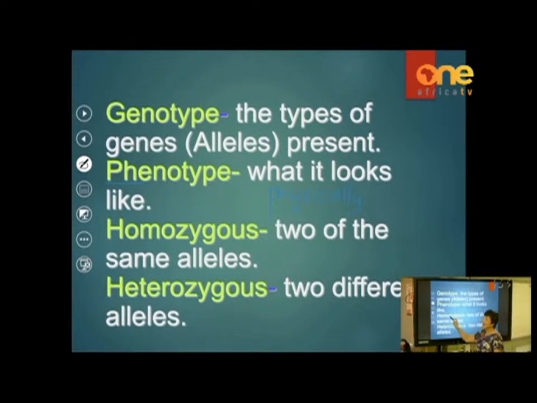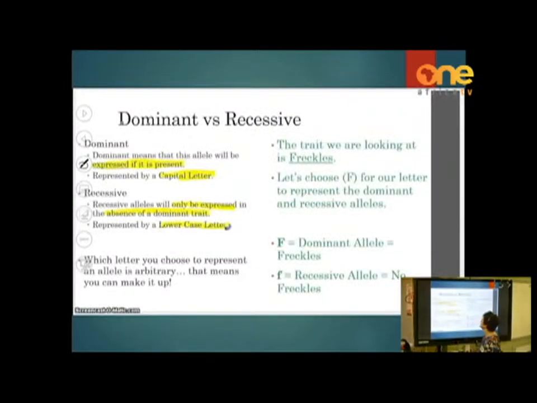If a characteristic has the same alleles, it is a homozygous gene or characteristic. If it is heterozygous, I know that it has a purple and a white gene. Okay, so let's look at dominant and recessive again.